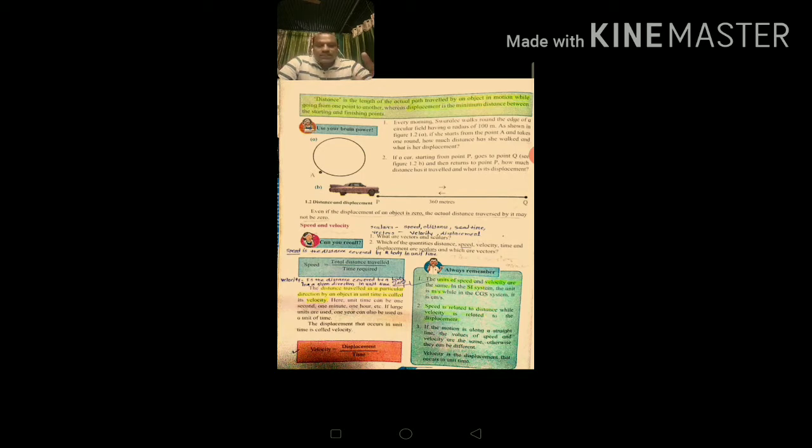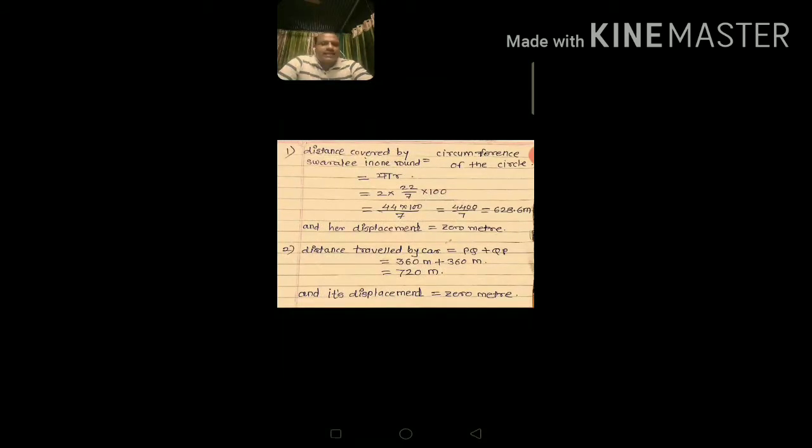How much distance has it traveled and what is its displacement? Here the car goes from point P to point Q, and then from point Q to point P again. It goes 360 meters and then comes back 360 meters, so the distance traveled by the car is PQ plus PQ, meaning 360 meters plus 360 meters.